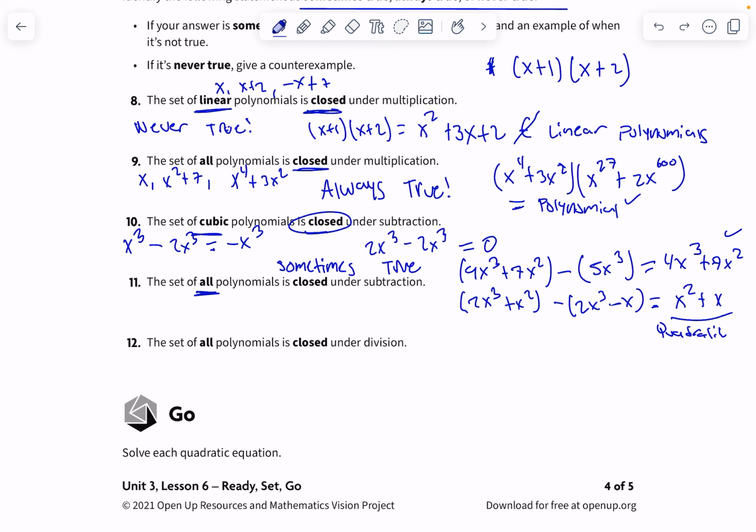If you subtract a polynomial minus another polynomial, that essentially is true, right? This is always true. Okay.